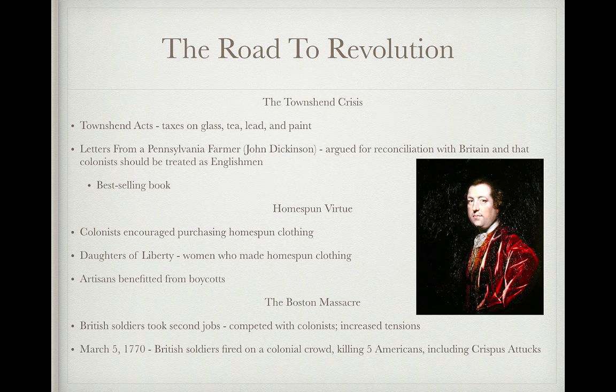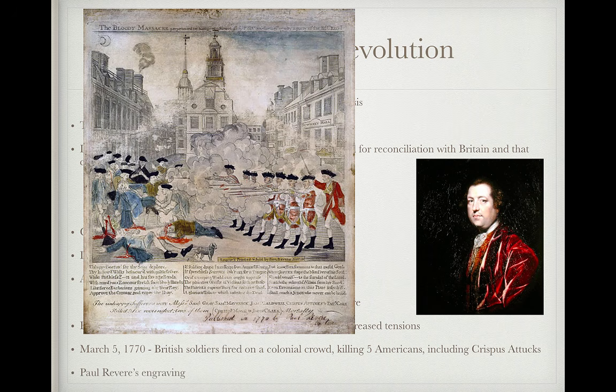Now, in March of 1770, there's a colonial crowd that is very upset, and they are pelting the British soldiers with snowballs, with rocks, and they're yelling things at them. Nobody really knows why the British fired, but they began to fire onto the crowd, killing 5 Americans, including Crispus Attucks, who is African American, and generally considered to be the first person killed in the American Revolution.